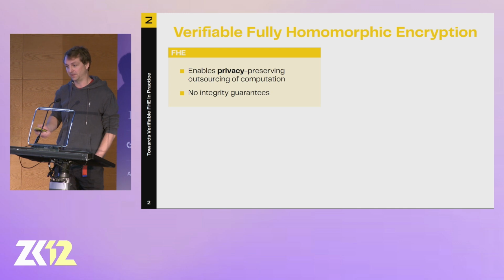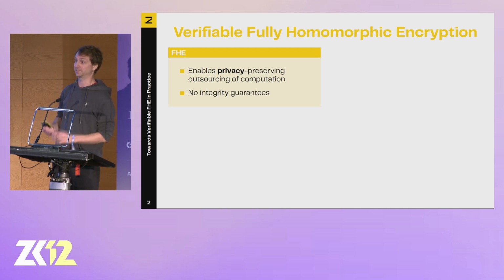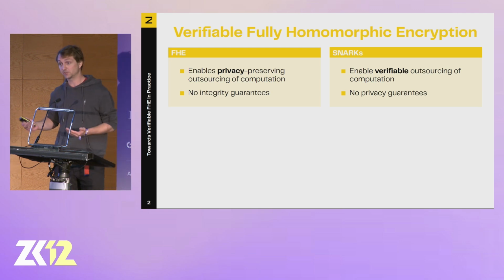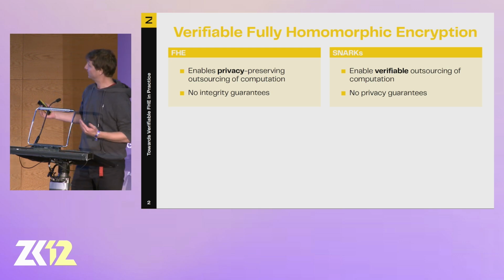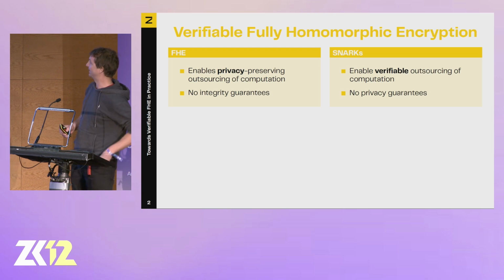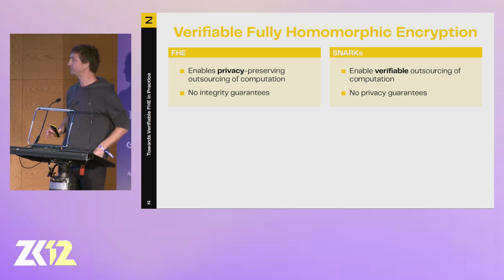And then you have this thing that you all know in the SNARK community or in the zero knowledge community, this technology called SNARKs, which is sort of complementary in the sense that it enables verifiable outsourcing of computation, but doesn't really have privacy guarantees. Now, I'm ignoring the zero knowledge part of SNARKs for this talk, which is weird for a ZK summit, but bear with me.